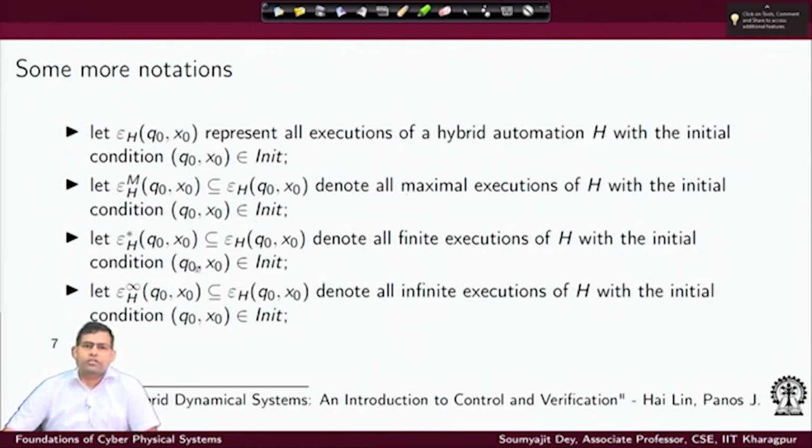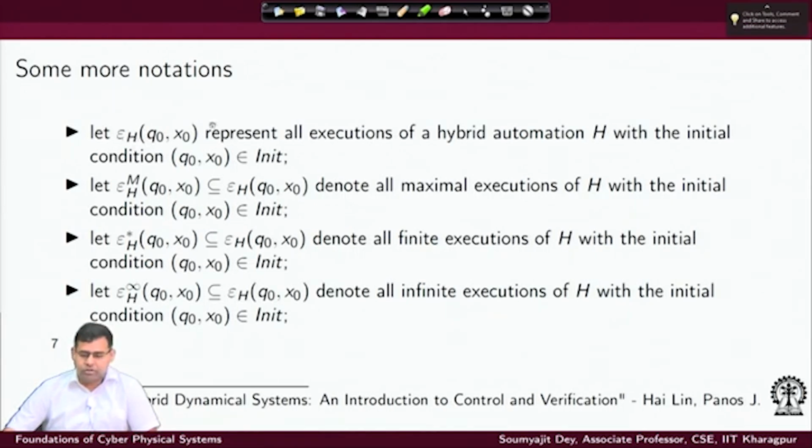And this is a set which denotes the set of all possible finite executions, that means the executions continue and then they end with some final location. And these are the total possible infinite executions from an initial state. So, just remember these notations, because we will use them for another definition.